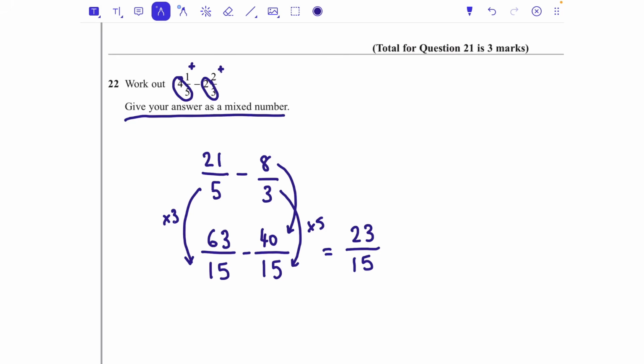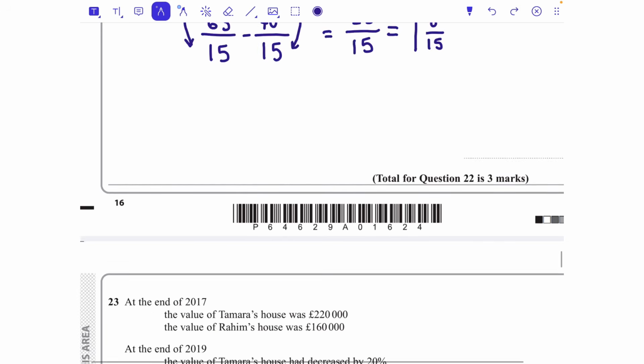but we're told to give our answer as a mixed number. So I need to say how many 15s go into 23, and it fits in one whole time, with a remainder of 8, and that stays out of 15. We can't simplify this fraction at all. They've got no common factors, so that's our final answer done.